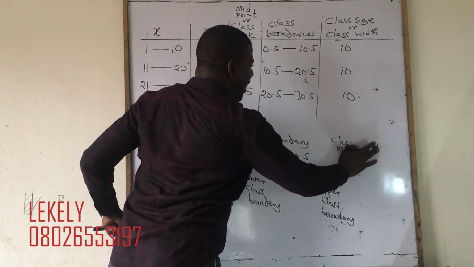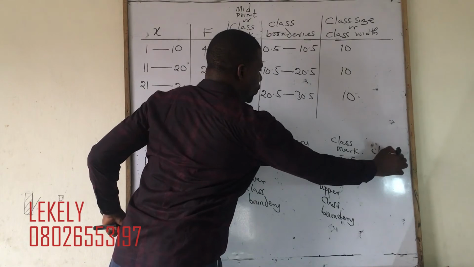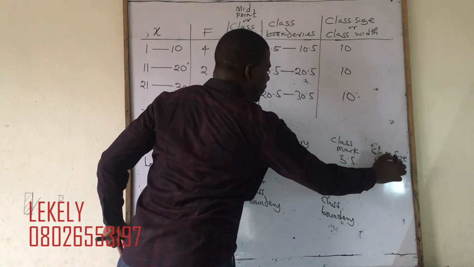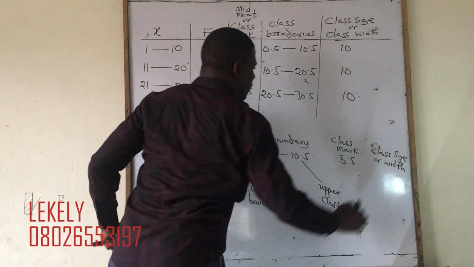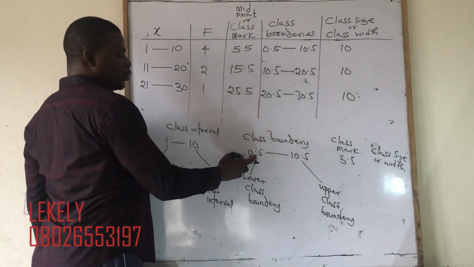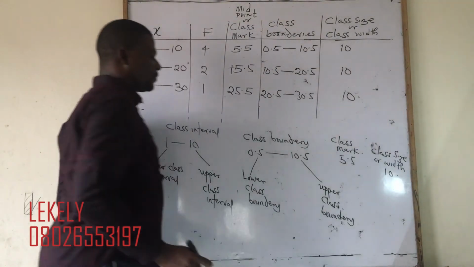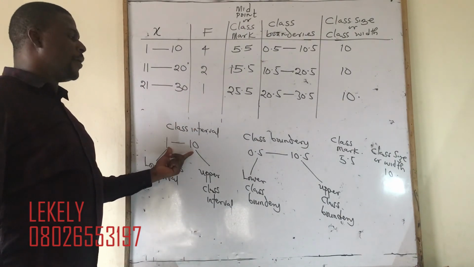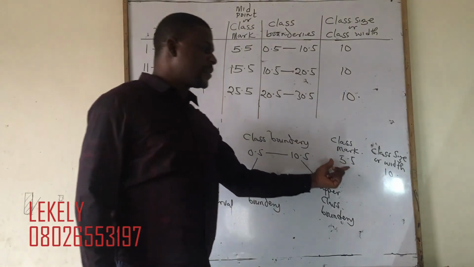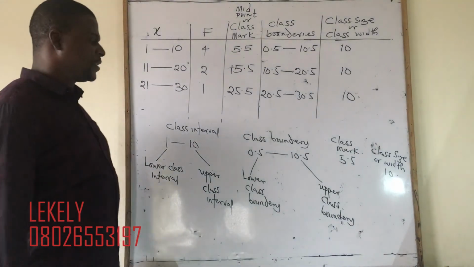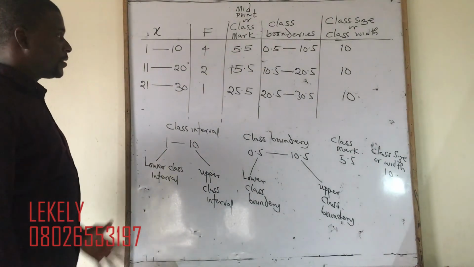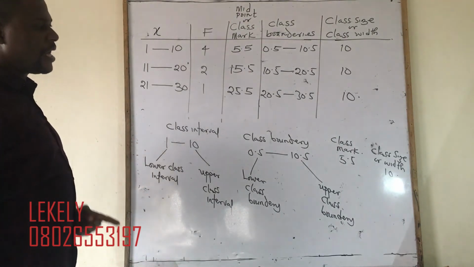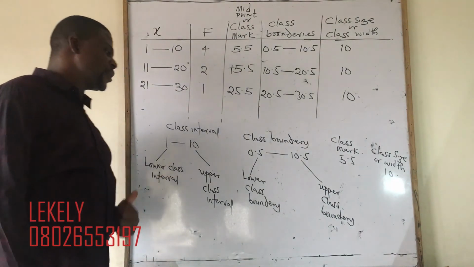Then the class size, which is also known as width, is now 10.5 minus 0.5. That will give you what? 10. So for this class interval now, this is the class boundary, this is the class mark, and this is the class size or width. So with this, we have been able to explain class interval, class boundary, class mark, class size or class width.